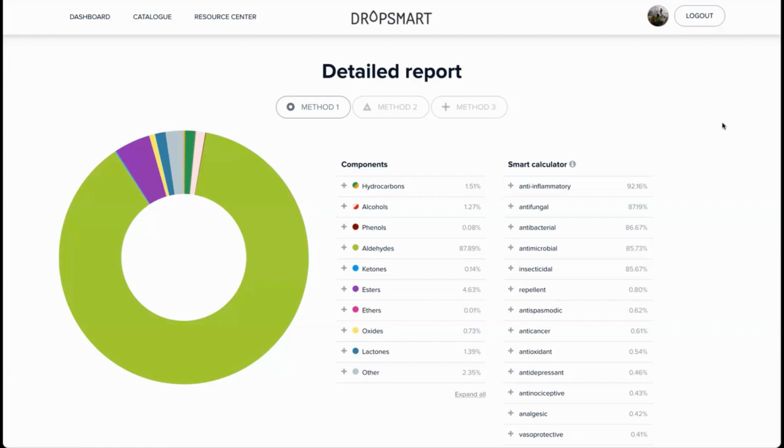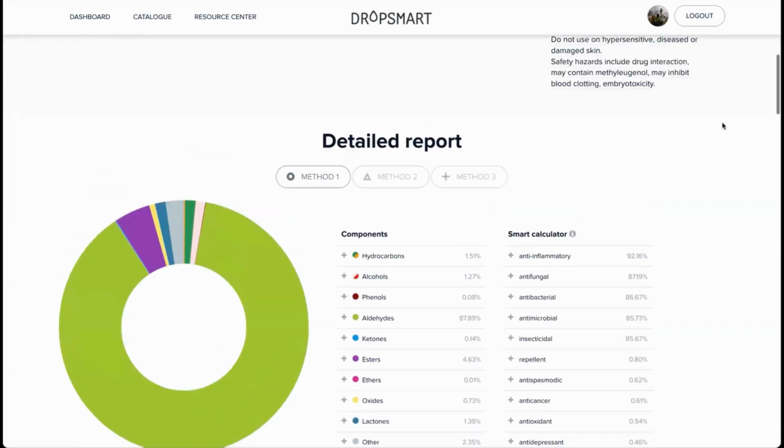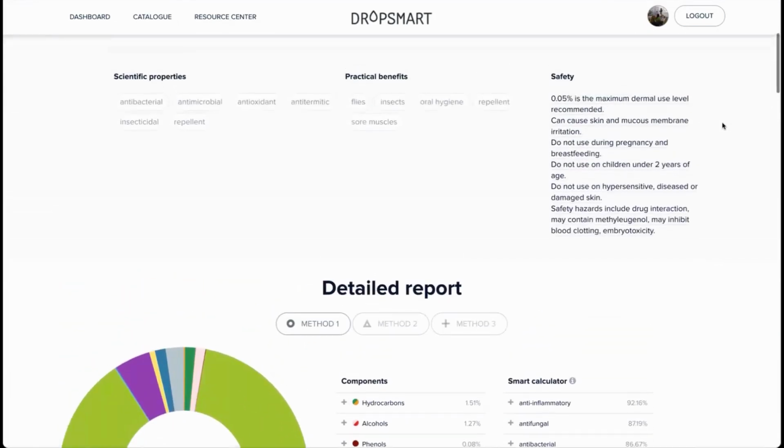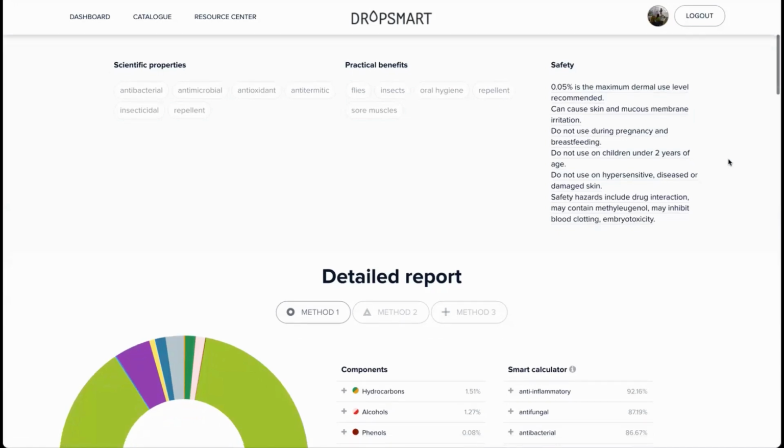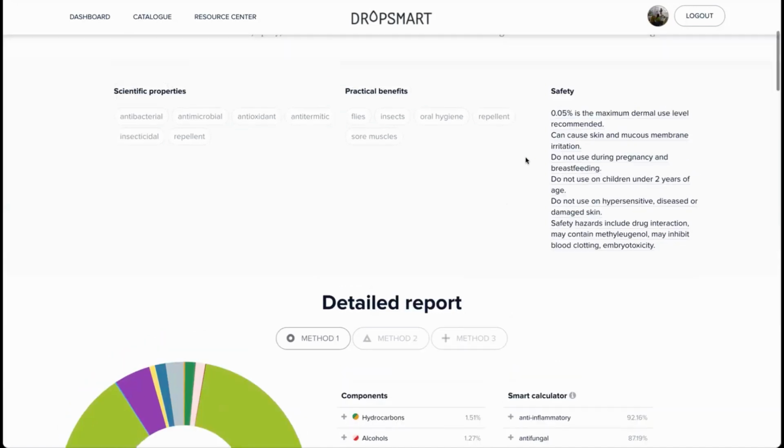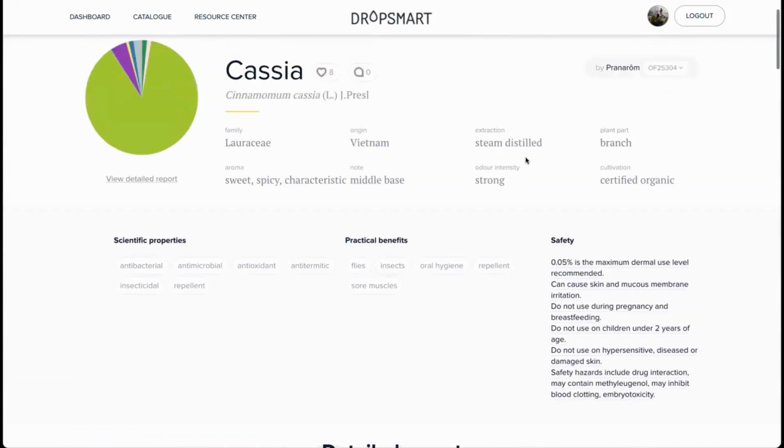Are you ready? Which oil do you think it is? Now, before I reveal which oil it is, here we can see that the safety things that I mentioned are all mentioned here as well. So see, it's 0.05%, the maximum dermal level recommended. So it aligns with what I was talking about. And the oil that it is, it's cassia.